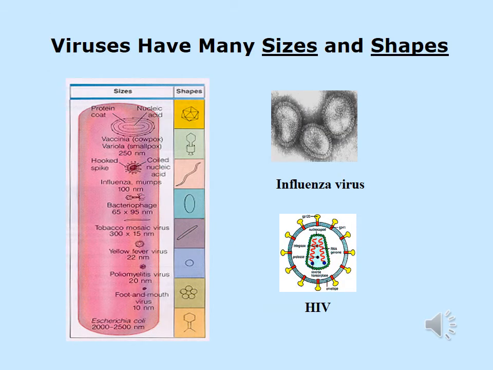As you can see here, there's a nice diagram. There's the influenza virus taken with an electron microscope, that's the black and white image, and then the HIV virus at the bottom. There are viruses that look like that, and there are many shapes. They're nanometers in length, so they're very, very small.